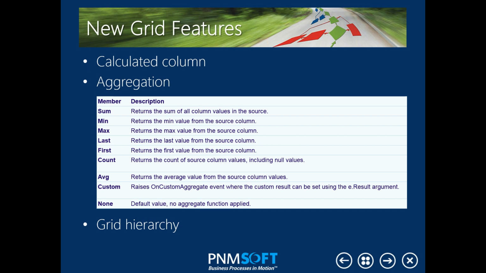This is where you can create a column which is the result of a calculation of other grid columns. You can also use aggregation. Aggregation is actually where you can use aggregation functions such as sum, minimum, maximum, the last one, the first one, and so on, and display their results in the footer of the grid. And I will show you an example for this. Let's see.